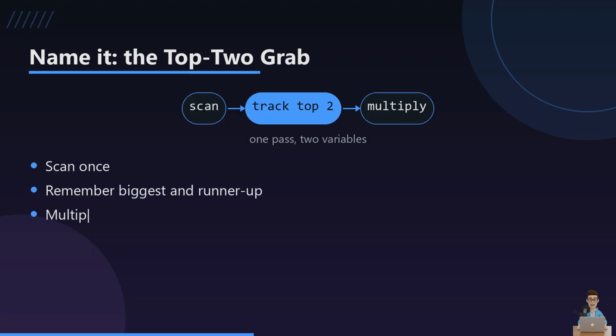Let's name this the top two grab. We walk through the array once, holding on to just the biggest and the second biggest we've seen. That's the whole strategy, and it never needs more than two variables.